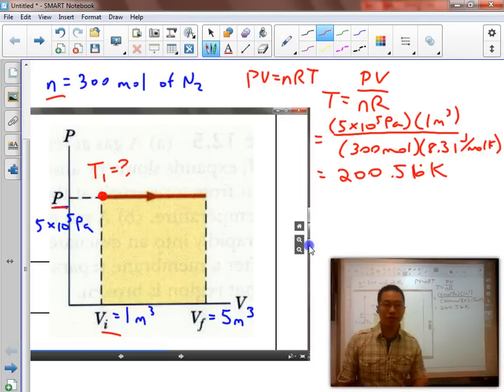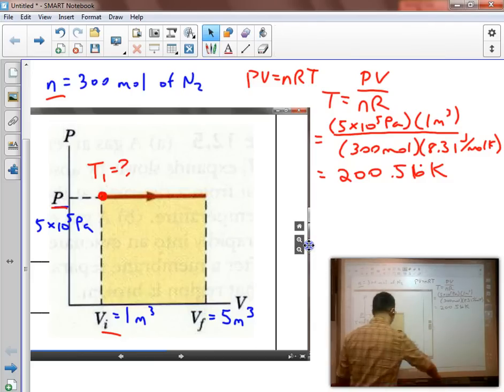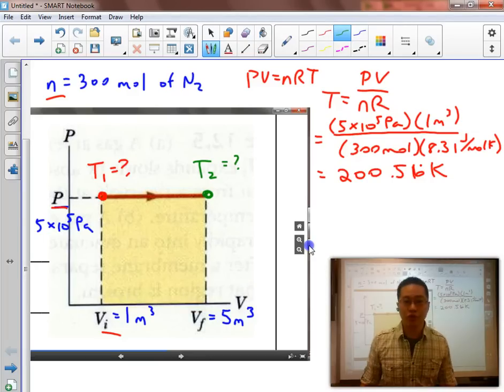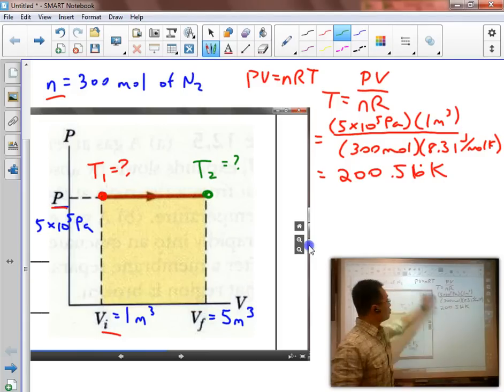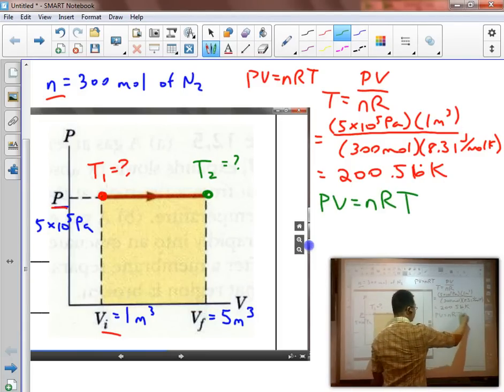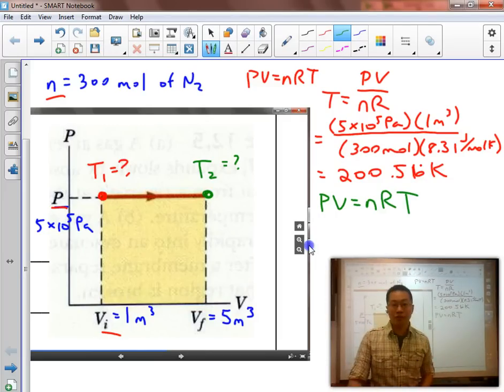Okay, so that's just a basic way of solving for the temperature, knowing the number of moles at any point on a PV graph. But what if I want to know the temperature now at the second location? Well, there are a couple different ways we could go about solving the temperature at the second location. We could redo PV equals nRT all over again and plug in all the numbers and get an answer. But there's an easier way to do it.